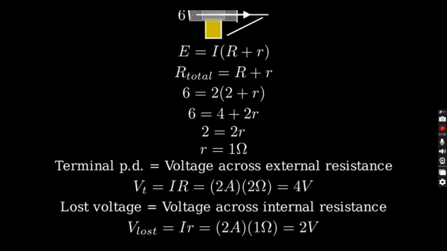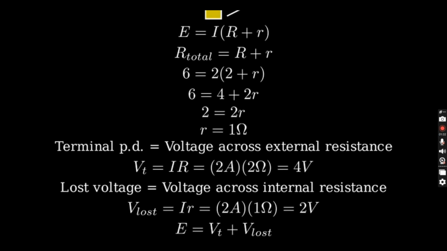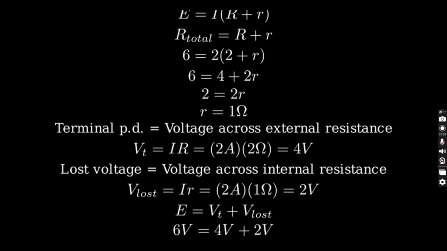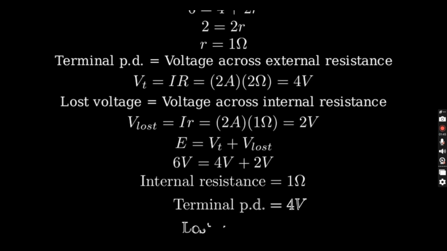Let's verify our answer. The EMF of the battery, 6 volts, should equal the sum of the terminal voltage and the lost voltage. Indeed, 4 volts plus 2 volts equals 6 volts. So our final answers are: the internal resistance is 1 ohm, the terminal potential difference is 4 volts, and the lost voltage is 2 volts.